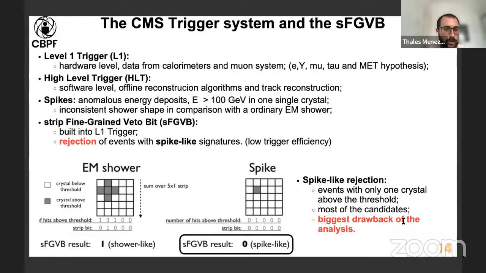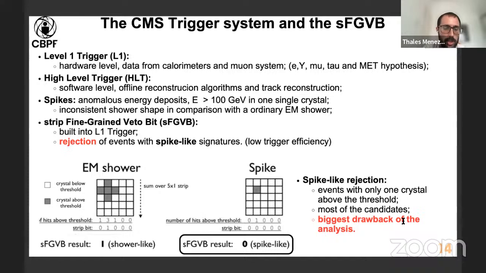And it uses some information from the reconstruction algorithm. Part of this trigger system is what we call the strip Fine-Grained Veto Bit, just FGVB, which is built inside the L1 trigger and provides a rejection. They use it to discard events that they understand to have what we call spike-like signatures. And these spikes would be understood as anomalous energy deposits in just one single crystal.